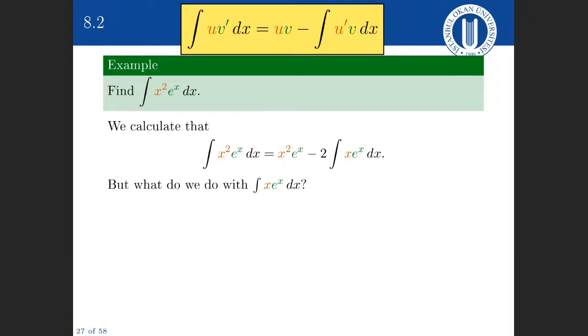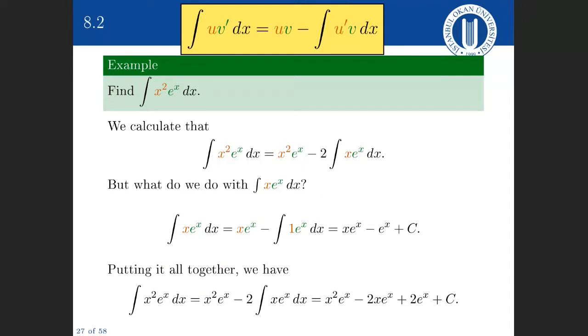But what are we going to do with the integral of x e to the power x? The answer is we're going to use integration by parts again. Now we'll let x be the u function, and e to the power x again will be the v prime function. Then we get uv, or x e to the power x, and then minus u prime v, or 1 e to the power x, which we know how to integrate. Put everything all together and we get our solution.